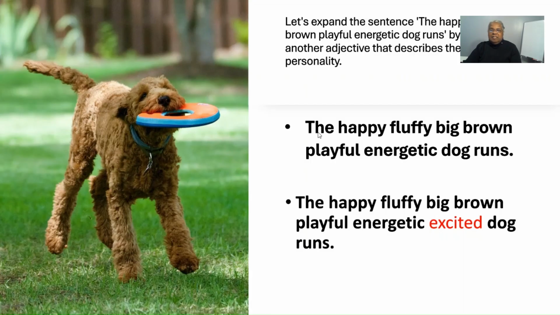Let's expand the sentence, the happy, fluffy, big, brown, playful, energetic dog runs, by adding another adjective that describes the dog's personality. We've added the adjective excited in the sentence to give additional information about the dog's personality. Let's read the sentence together. Ready? Let us begin. The happy, fluffy, big, brown, playful, energetic, excited dog runs.